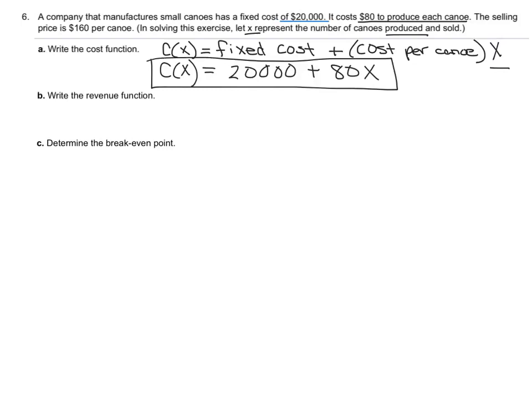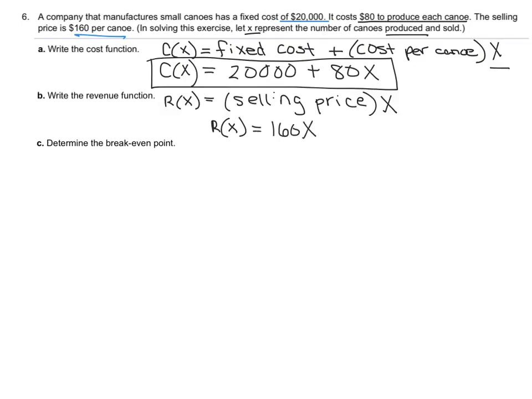Now I want to write the revenue function. And the revenue function is given by R of X. And that equals the selling price of the canoe times the number of canoes sold. And again, we're going to use the variable X in this case. And the problem tells us that the selling price is $160. So our revenue function is R of X equals 160 times X.